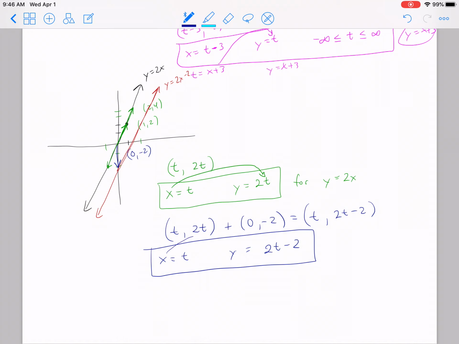And again, if you take that and substitute in for t, you get y equals 2x minus 2, which is what that function is.